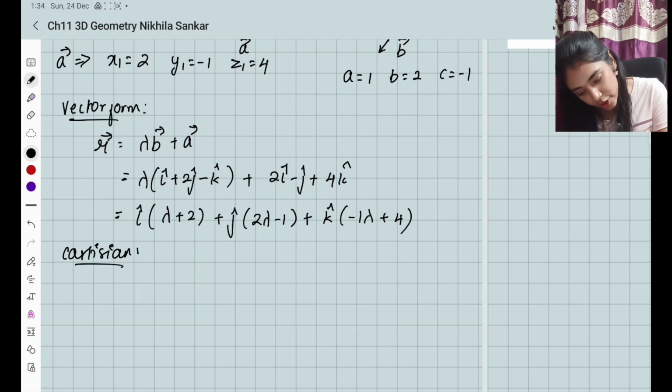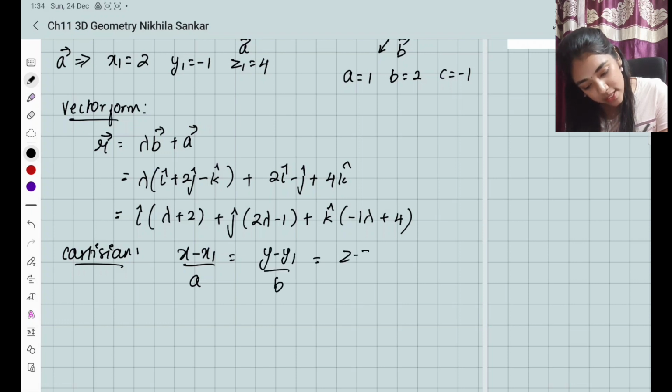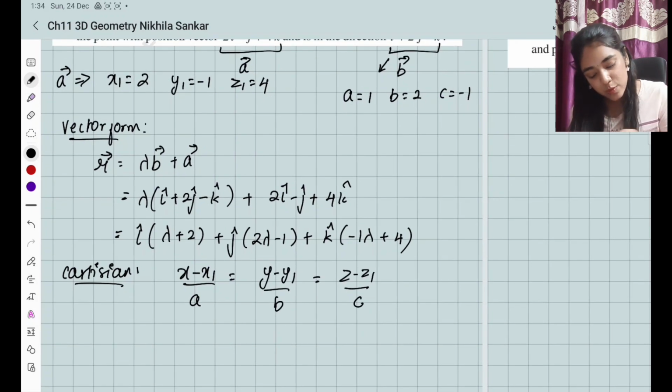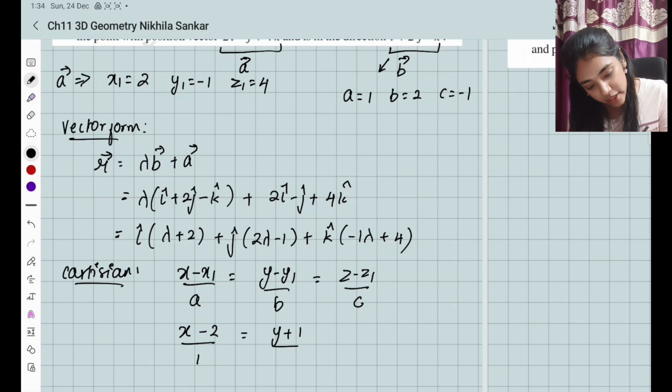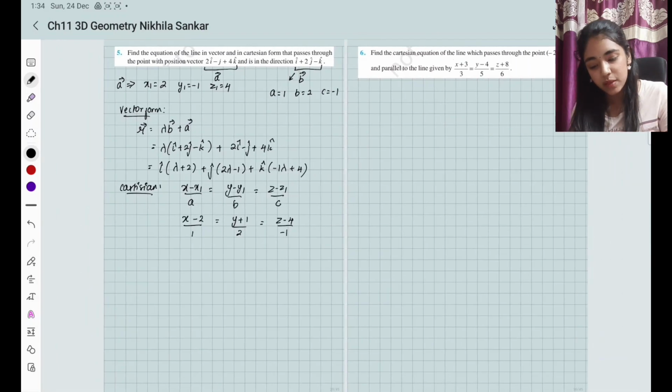Cartesian form is going to be, first I'll write the general one. X minus x1 divided by a equals y minus y1 divided by b equals z minus z1 divided by c. x1, y1, z1 எல்லாம் கண்டுபிடிச்சாச்சு. So x minus 2 divided by 1 equals y minus of minus 1 divided by 2 equals z minus 4 divided by minus 1. Okay. So this is going to be the equation. Please copy.